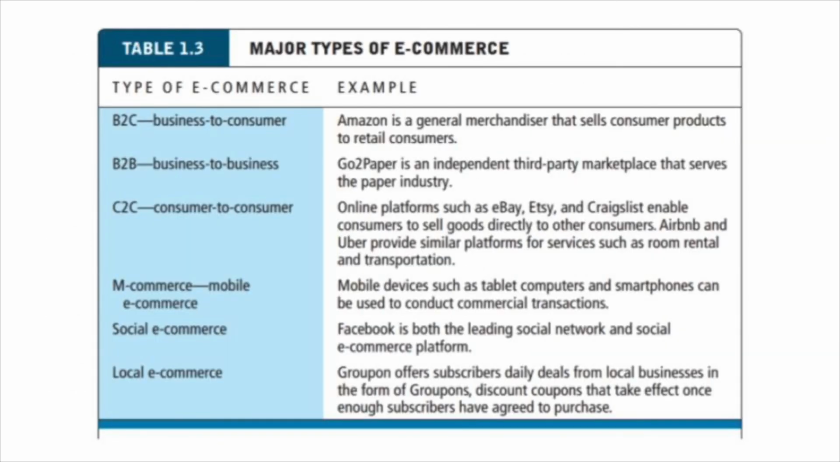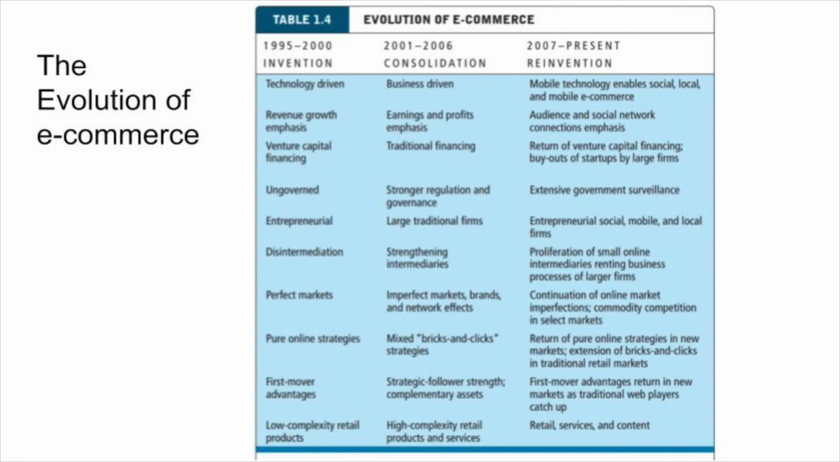If you want to see a summary, Table 1.3 in your textbook gives an overview of the various e-commerce types, followed by another graphic that talks about the evolution of e-commerce and shows you a time scale there.